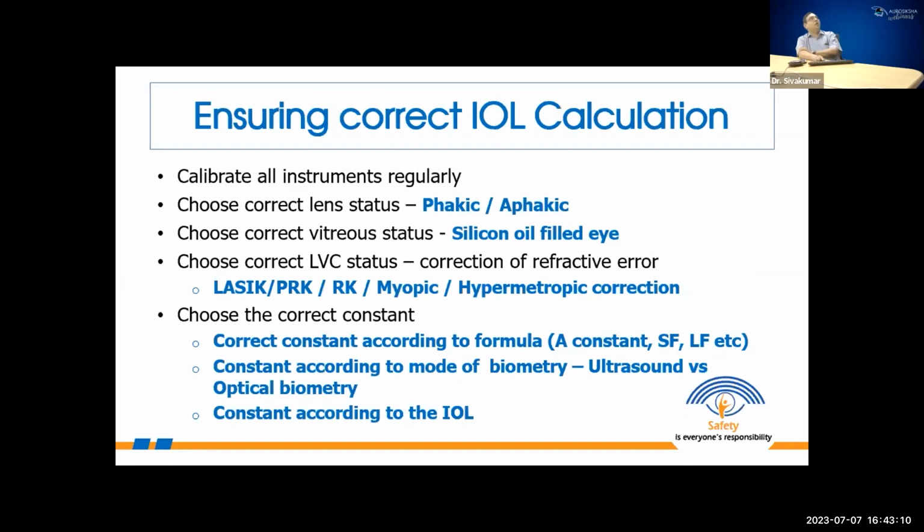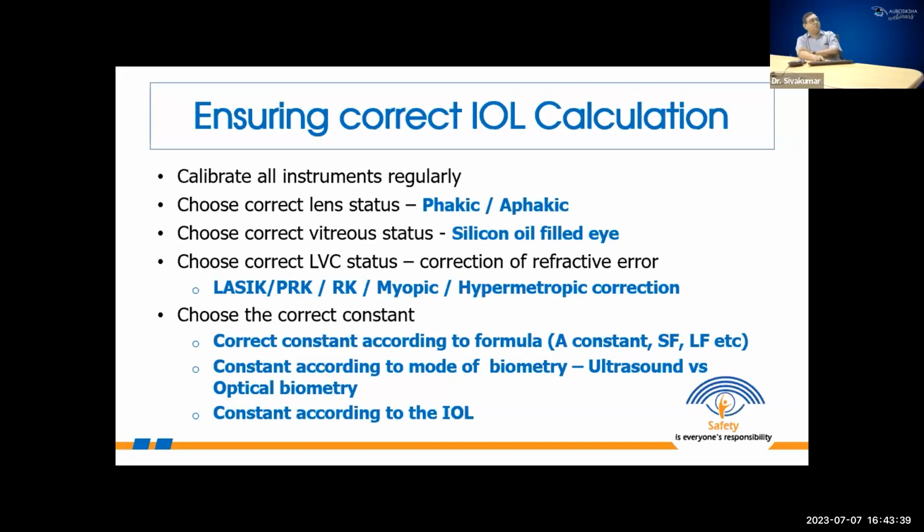For ensuring correct IOL calculation, we have to calibrate all instruments regularly. Again, this was seen in the previous talk. Choose the correct lens status, whether it is phakic or aphakic. Choose the correct vitreous status, especially if it's a silicone filled eye, and we saw what correction needs to be applied for that. Choose the correct laser vision correction status, whether it is LASIK, PRK, RK, and whether it was a myopic or a hypermetropic correction, and use the appropriate formulae or use the worksheets.